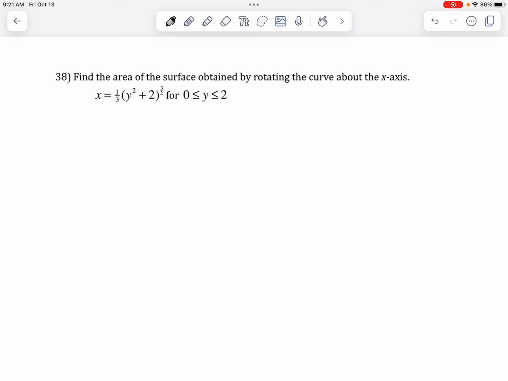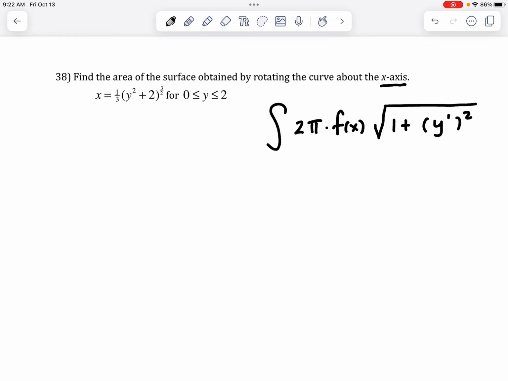So here we are back to practicing finding the area for a surface that's being rotated around the x-axis. Before I even look at the function, I'm thinking, all right, surface area means you integrate 2 pi, and then there's the function, and then the square root of 1 plus the derivative squared, and then that would be with respect to x.